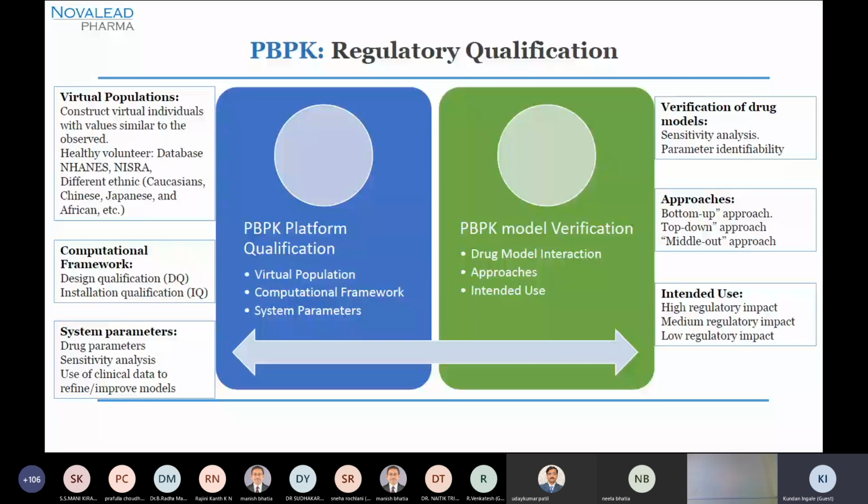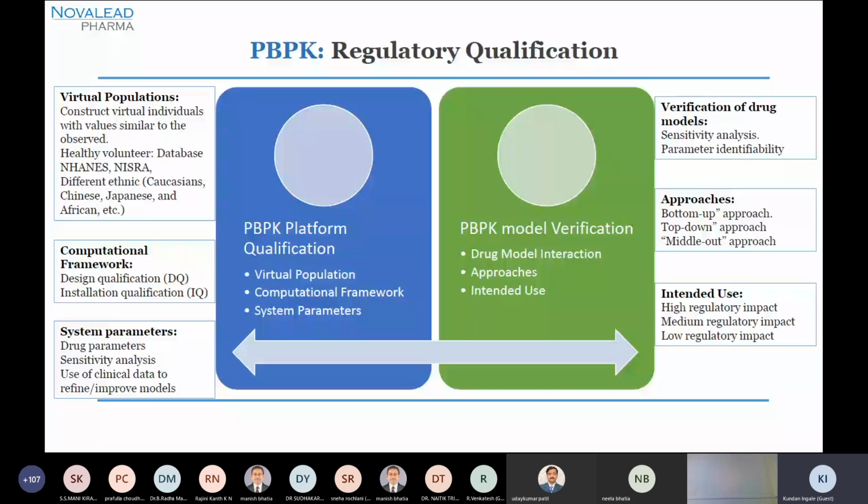If you are talking about PBPK modeling, then typically a regulator would expect two kinds of qualification: the platform qualification and the model qualification or verification. Platform qualification means the platform is qualified for the intended use, that is, the area in which you are applying your model. If it is qualified for that purpose, you can use it. And if the model that you have developed or are using is also qualified for that purpose, then you can use it.